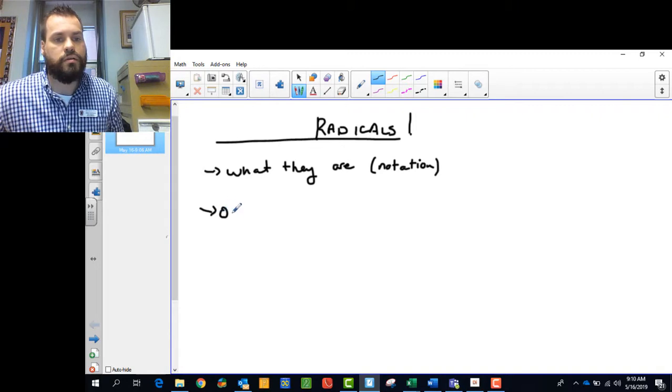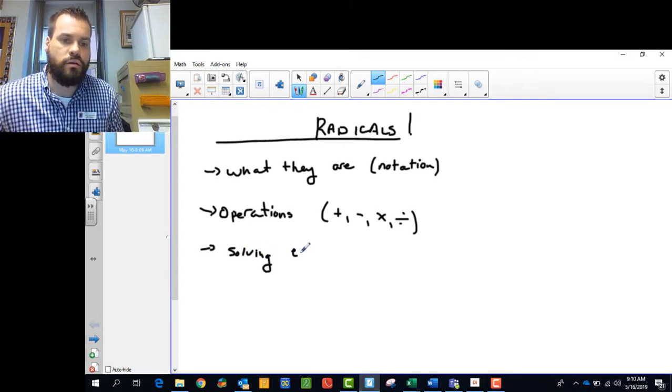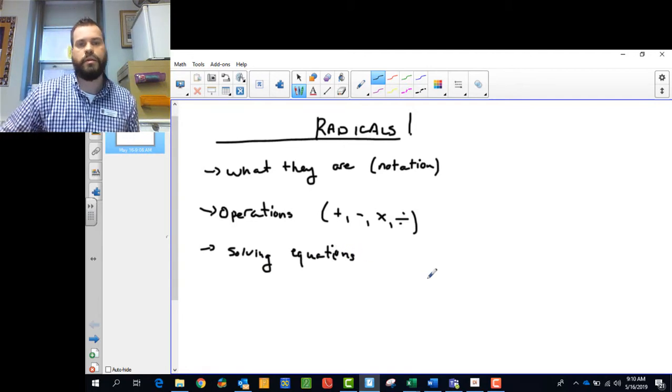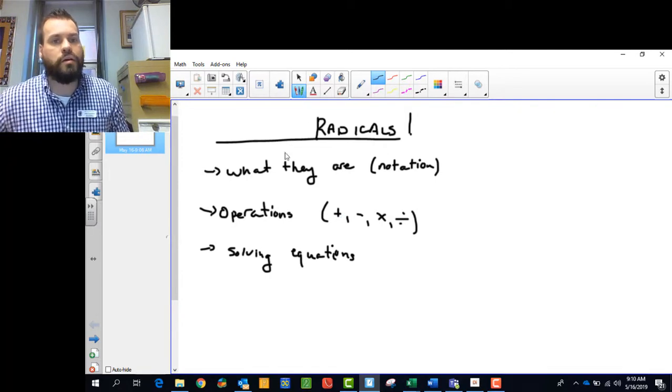So we'll call them operations, but we're talking here about adding, subtracting, multiplying, and dividing. And then we're going to talk about solving equations. So those are kind of the three different things you have to be able to do with radicals. All right. So we're going to start with a notation and the concept of a mixed radical, an entire radical, and those kind of things.